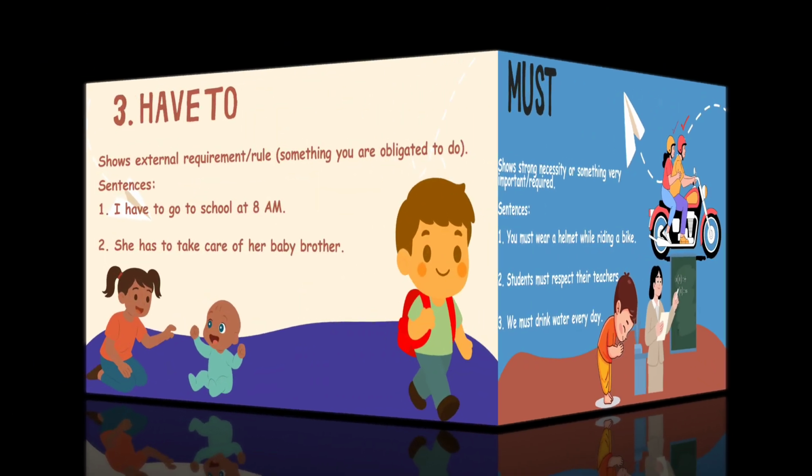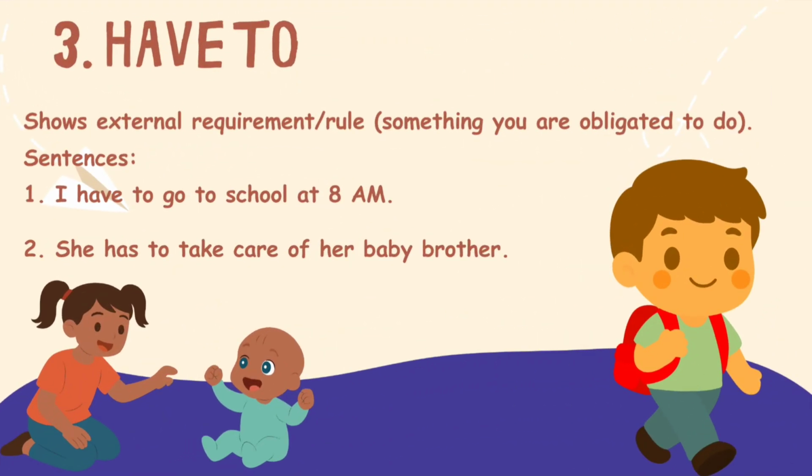Now, have to or has to. These show an external requirement, something you are obligated to do. Sentences like, I have to go to school at 8 am. It means you have to go, because if you go after 8, the school gate will be closed. So you have to go to school at 8 am.